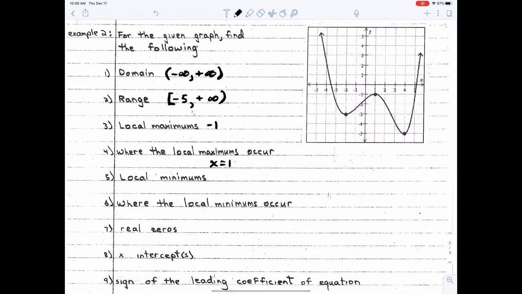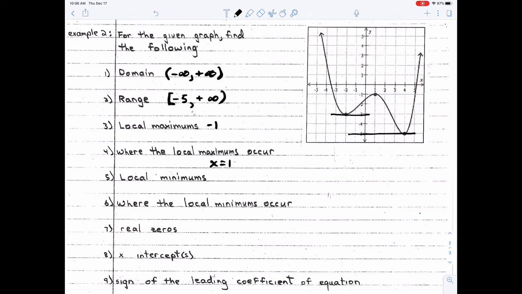Local minimums. And again, you should stop this and do this yourself. Well, there are two local minimums here. There's one right here and one right here. Now, an absolute minimum, there's only one. There can only be one maximum or one minimum for the whole thing. But local maximums and local minimums, there can be many.